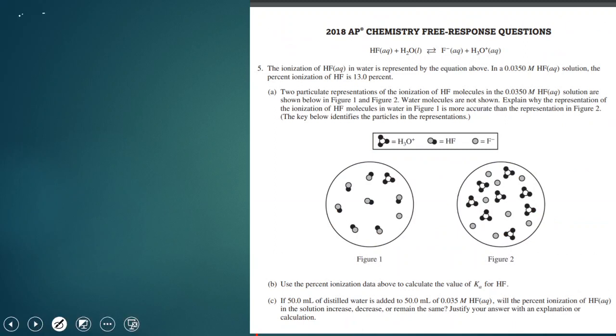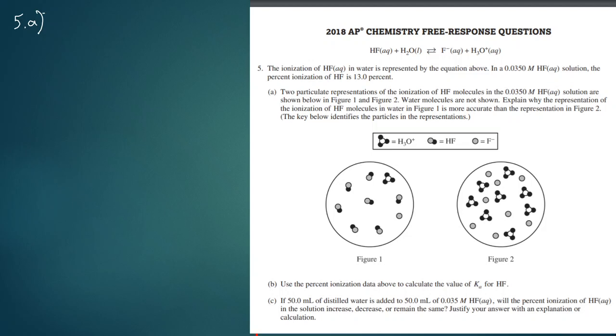All right. So, just like I said, it's the speedrun part. So we're moving very fast. Okay, 5A. Two particulate representations of the ionization of HF molecules in the solution are shown below. We're given an equation such that hydrofluoric acid and water react to form the fluorine ion and the hydronium ion. The percent ionization is 13%. Okay, explain why the ionization of HF molecules in water in figure 1 is more accurate than the representation in figure 2. The key below identifies the particles in the representation.